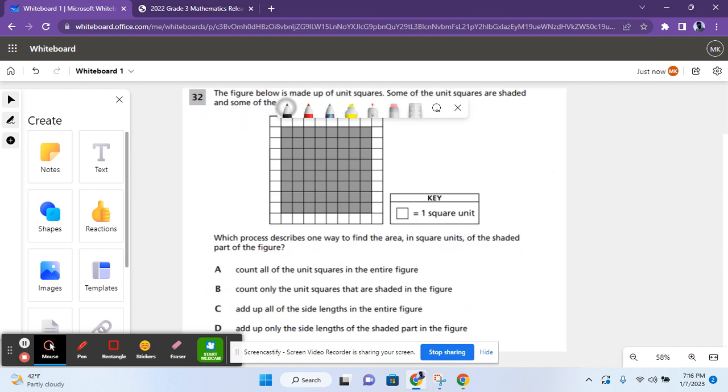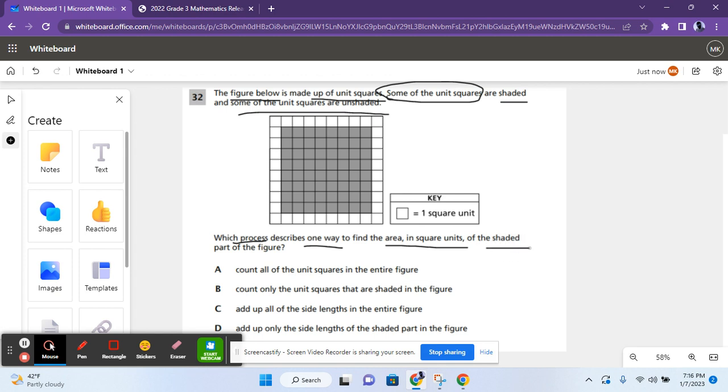So for question 32, it says, the figure below is made up of unit squares. Some of the unit squares are shaded and some of the unit squares are unshaded. Which process describes one way to find the area in square units of the shaded part of the figure?